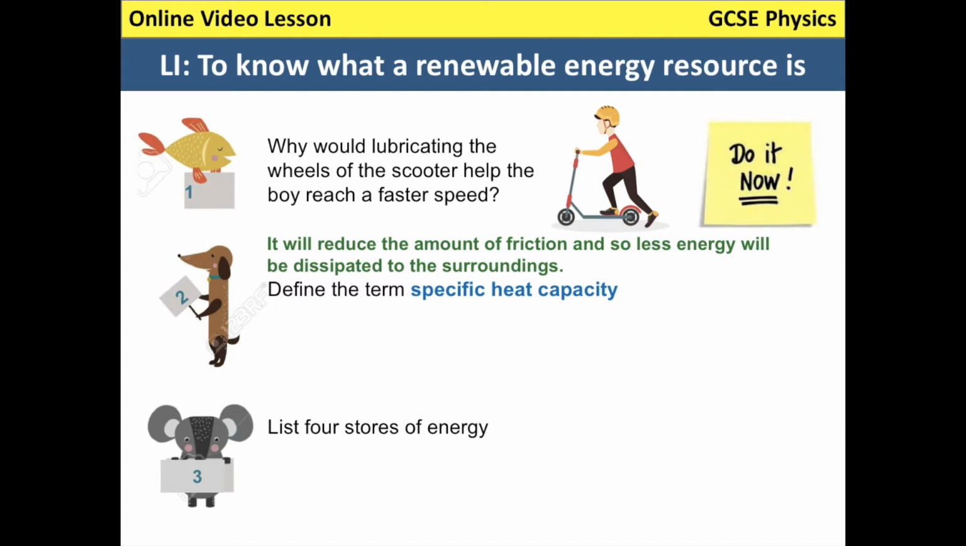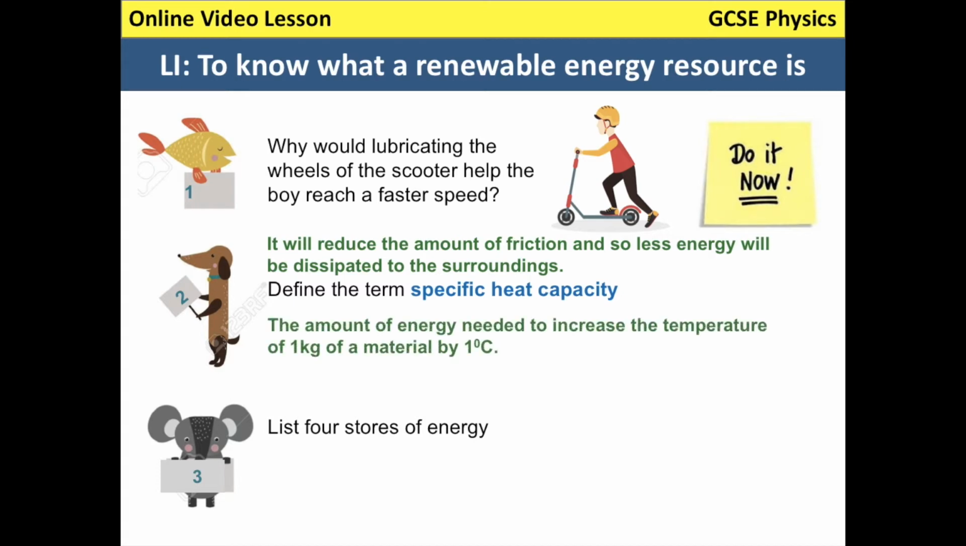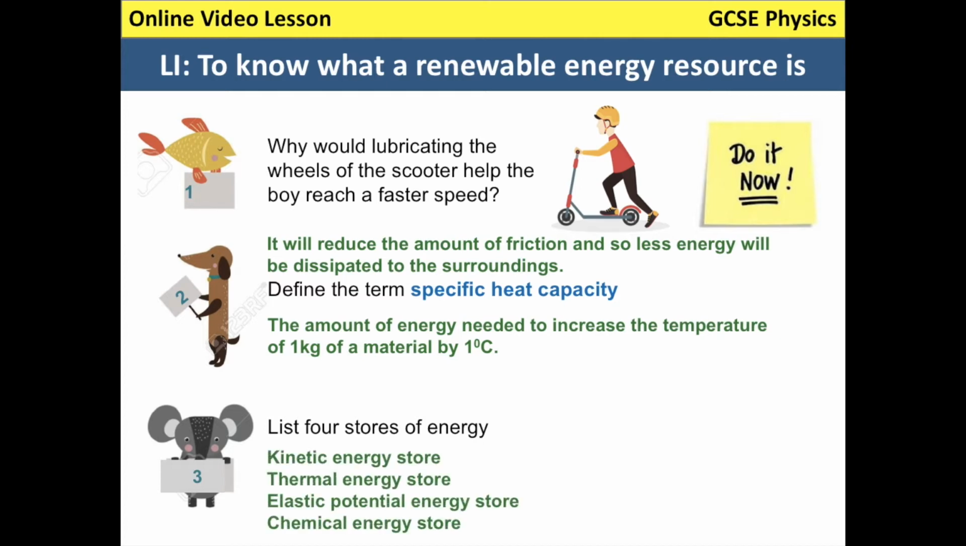Question number 2 was to define the term specific heat capacity. Well, specific heat capacity, word for word, is the amount of energy needed to increase the temperature of 1 kilogram of a material by 1 degree C. And then finally, I asked you to list 4 stores of energy. There are, of course, more than 4 stores, but the examples that I've given are kinetic energy store, thermal energy store, elastic potential energy store, and a chemical energy store. If you haven't got those, you could also have said, for example, gravitational potential energy store as an alternative as well.